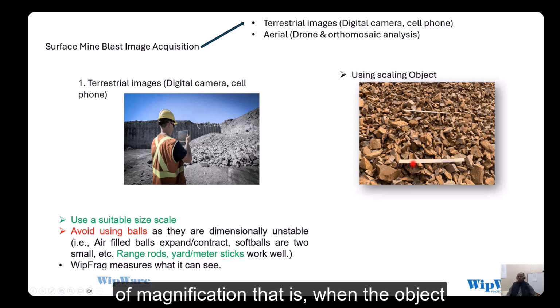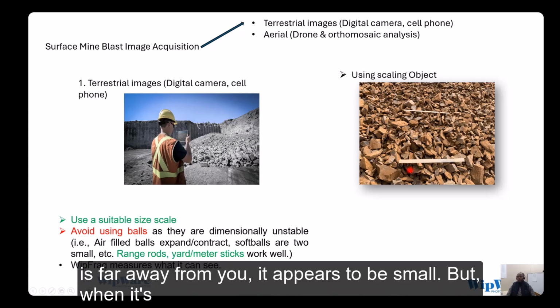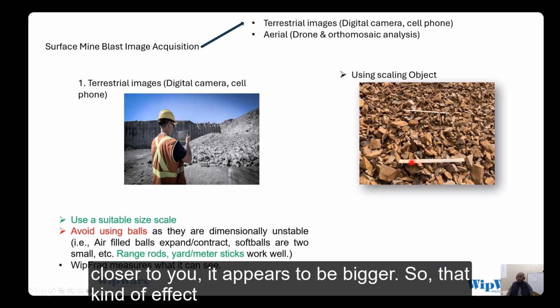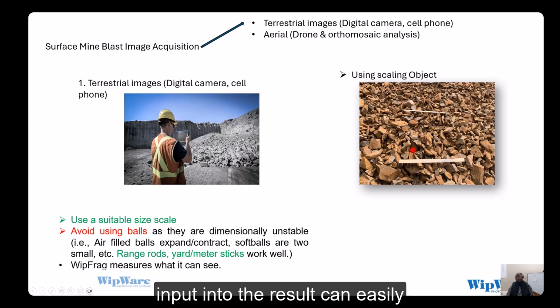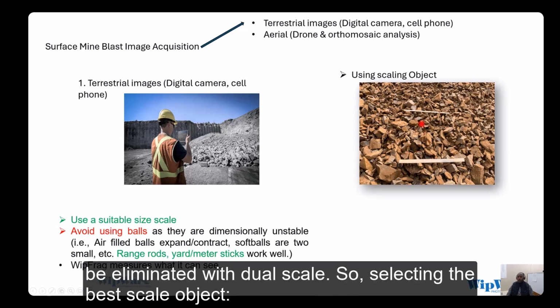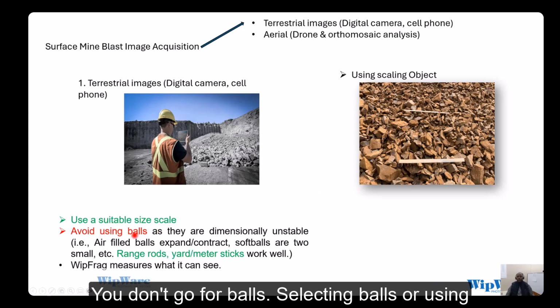That is, when the object is far away from you, it appears to be small, but when it's closer to you, it appears to be bigger. That kind of effect, which can be a form of systematic error input into the result, can easily be eliminated with dual scale. So selecting the best scale object, you don't want to go for balls.